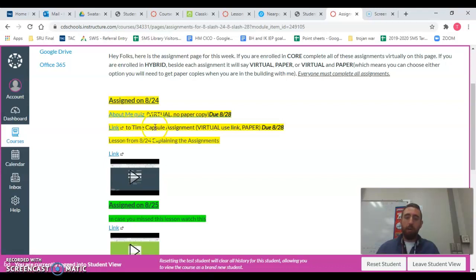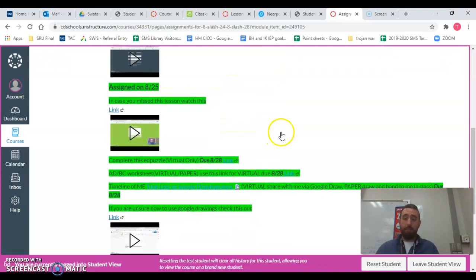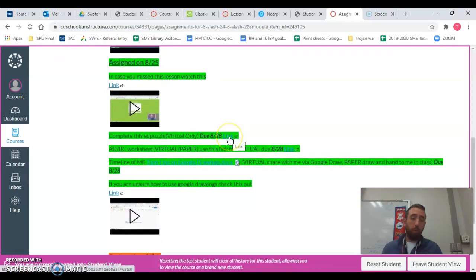I also assigned you a time capsule assignment. If you picked up a paper copy while you're with me, I'll take that as soon as I see you next. If not, you can always click this link and do it on ClassKick. ClassKick automatically submits it, so don't worry if for some reason you can't find a submit button or save button. It does it automatically. Yesterday, in case you missed it, there was an Edpuzzle. So click the link, log in, watch the video, answer the questions.